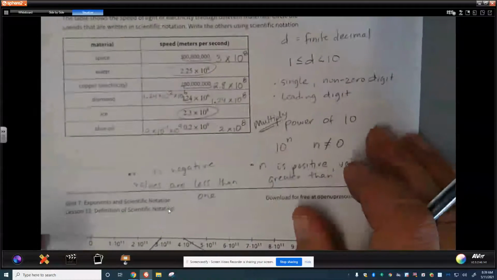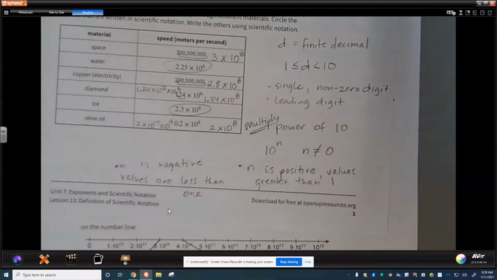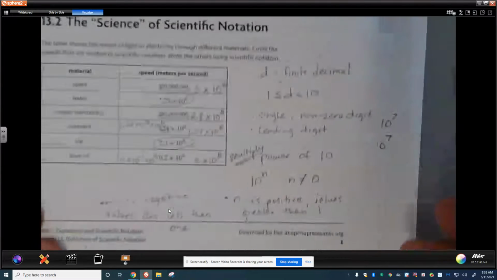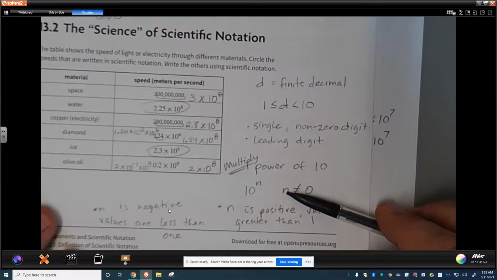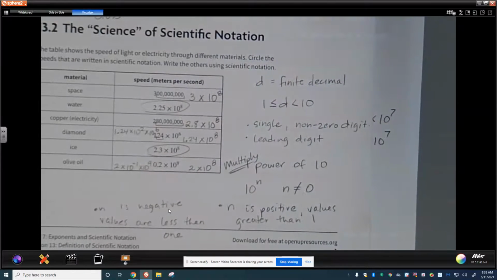So hopefully that kept track and that makes sense to you. Thanks for tuning in. Remember, this is the big part of today's lesson. You're going to expect to be writing numbers in scientific notation and then completing basic operations with them today in your homework. Let me know if I can help. Reach out to me for that help. Hope you have a great day.